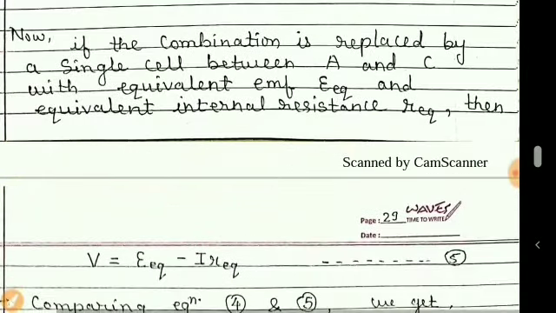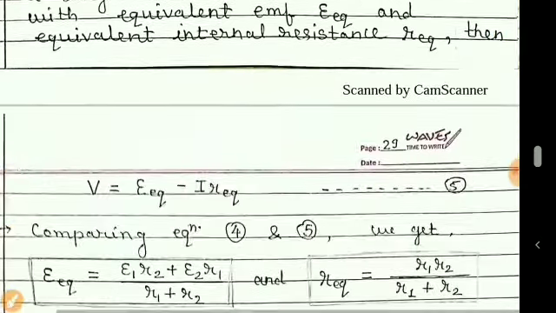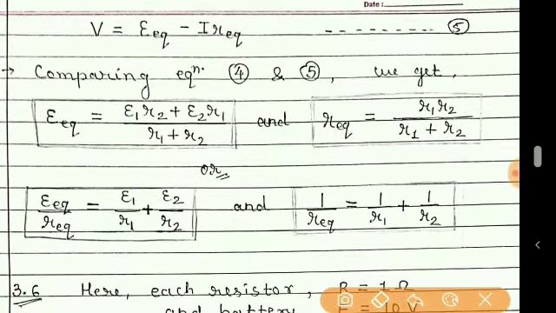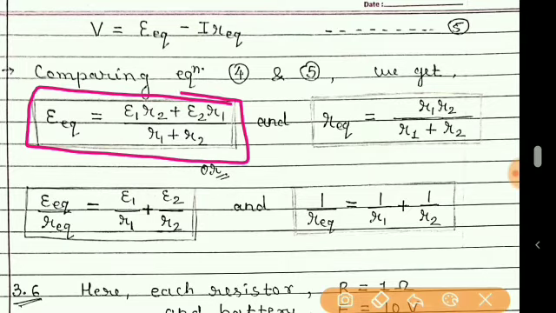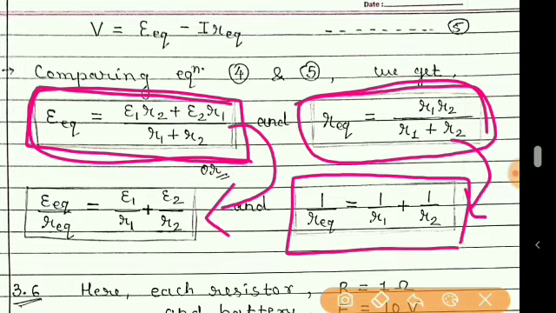and REQ is this. So finally we have written the equivalent EMF as this in parallel combination and the equivalent resistance as this in parallel combination for the two cells. Even this can be written in this way and this can be written in this way, and this we already know, that for parallel combination of resistors the formula is like this.